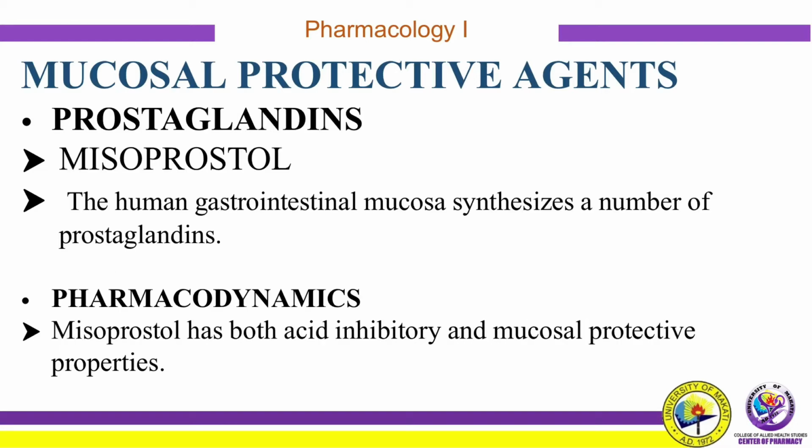Prostaglandin. The human gastrointestinal mucosa synthesizes a number of prostaglandins. The primary ones are prostaglandins E and F. Misoprostol is approved for gastrointestinal conditions. After oral administration, misoprostol is rapidly absorbed and metabolized to a metabolically active free acid. Pharmacodynamics. Misoprostol has both acid inhibitory and mucosal protective properties. It stimulates mucus and bicarbonate secretion and enhances mucosal blood flow.